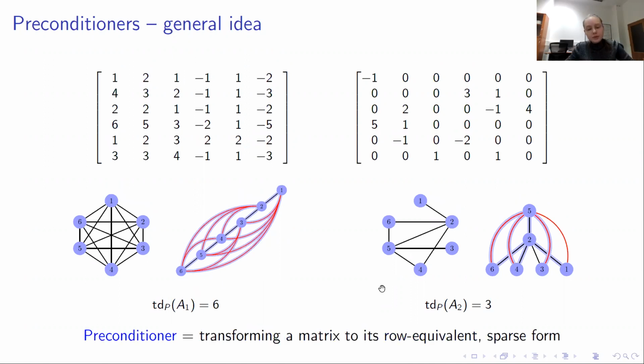And this process of transforming a matrix to its row equivalent, sparser and in some sense more computationally tractable form is called a preconditioner. So what we are interested in is the existence and efficient computability of these preconditioners, these transforming operations. And so here is the place where matroid theory comes into play. To answer these questions about the preconditioners, we used some properties of certain depth parameters of matroids, which I would like to introduce in the following slides.